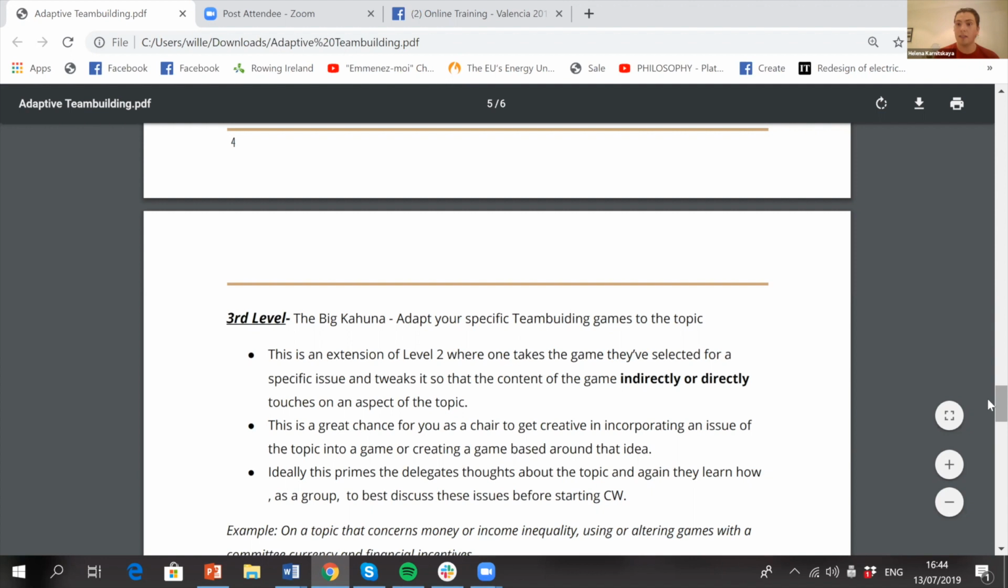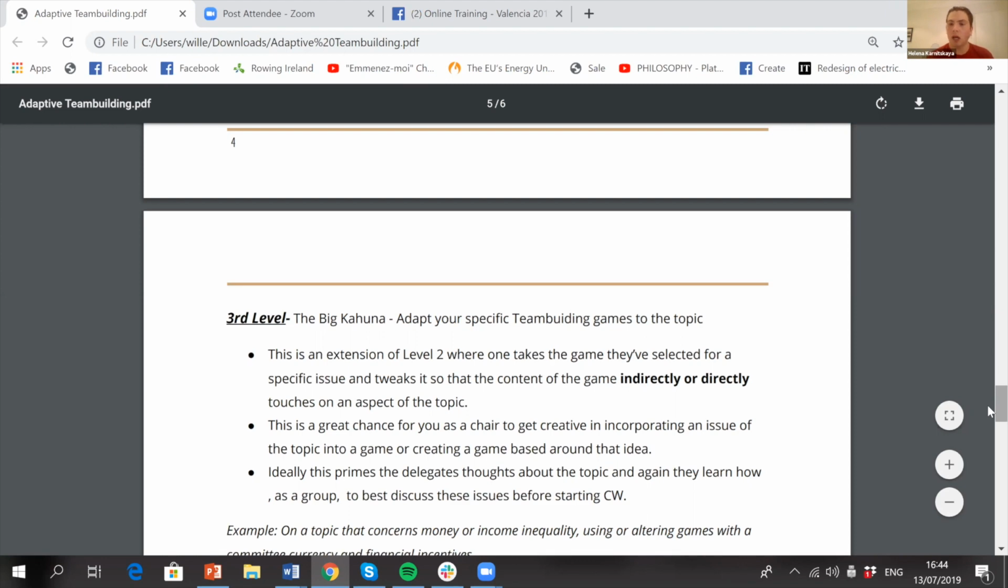And again, it goes back to this idea that if they learn to talk about these issues in team building, then in committee work, that's just going to happen. It's going to be a natural follow-on because they've already experienced this. I'd say this is the most challenging. It's probably the most organic one, which is very specific to the topic. But I'm just going to give a couple of examples of how you might go about doing it.